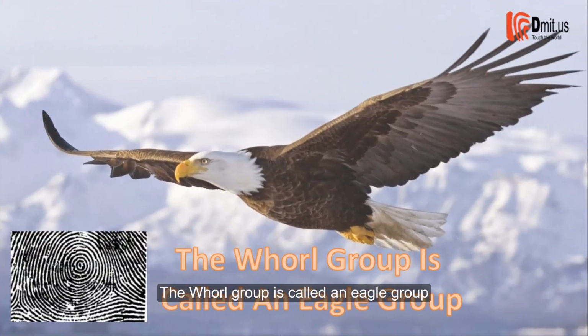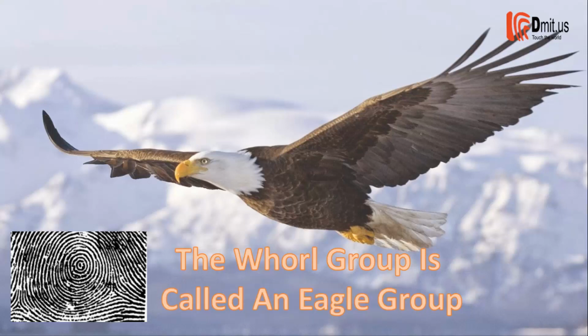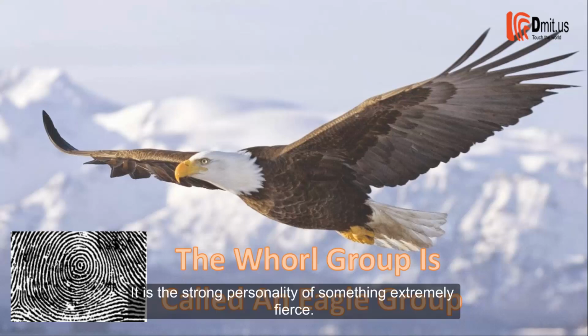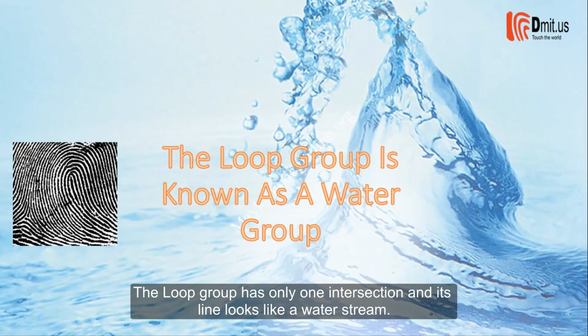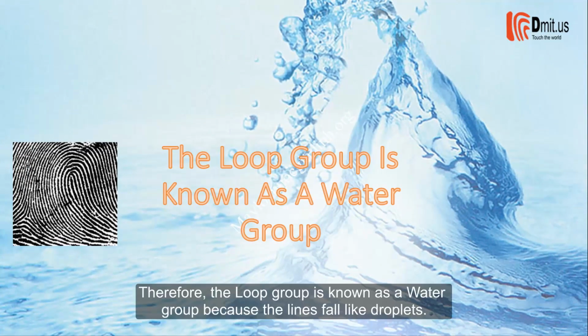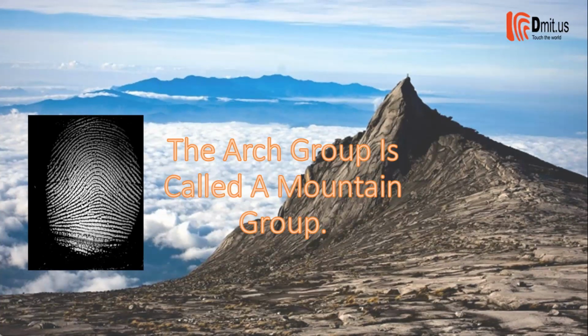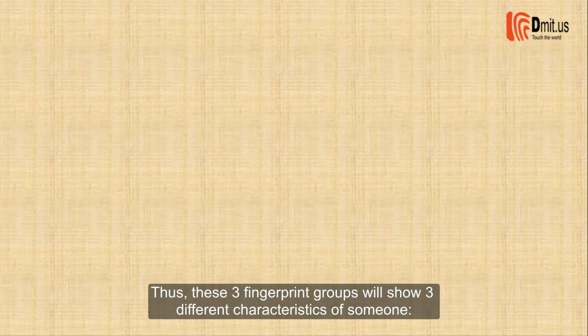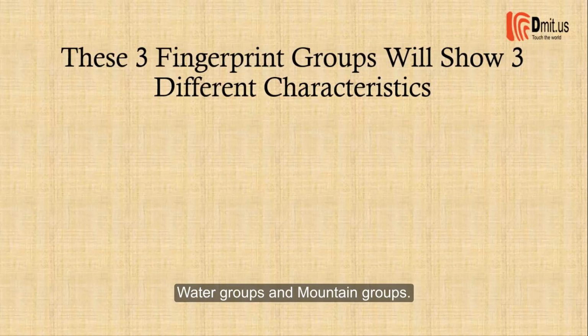The whorl group is called the eagle group. Those who own fingerprints with 2 intersections will characterize the eagle. It is the strong personality of something extremely fierce. The loop group has only 1 intersection and its lines look like a water stream. Therefore, the loop group is known as the water group because the lines fall like droplets. The arch group has no intersection, which is called the mountain group. Thus, these 3 fingerprint groups will show 3 different characteristics of someone: eagle groups, water groups, and mountain groups.